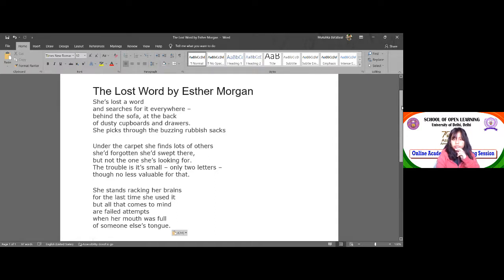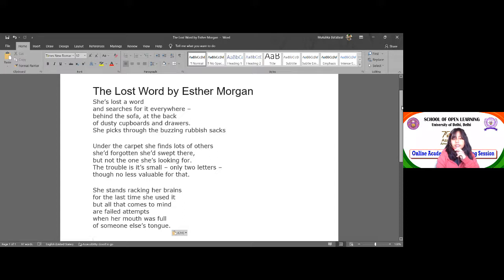The Lost Word by Esther Morgan. She's lost a word and searches for it everywhere. Behind the sofa, at the back of dusty cupboards and drawers. She picks through the buzzing rubbish sacks. Under the carpet, she finds lots of others. She'd forgotten she had swept there, but not the one she's looking for.